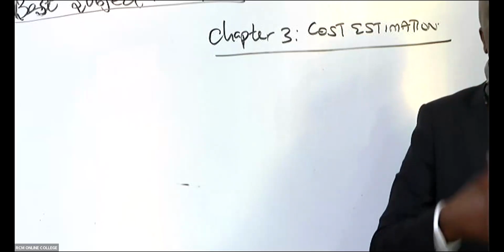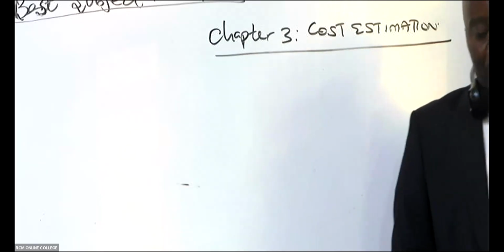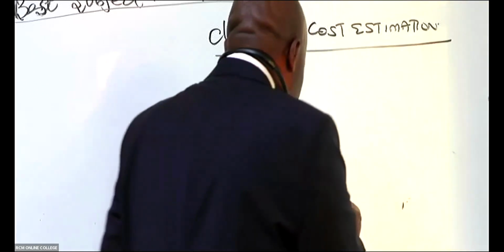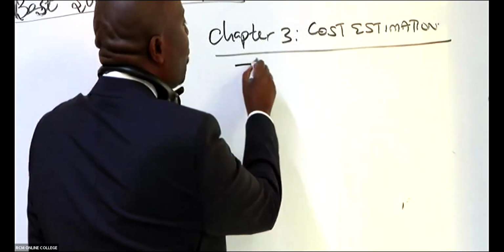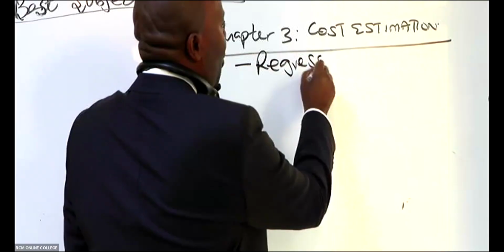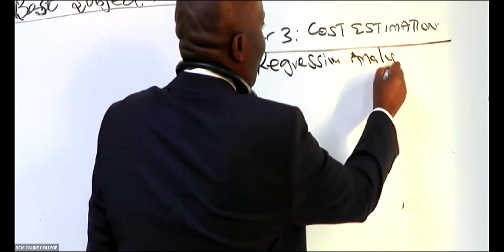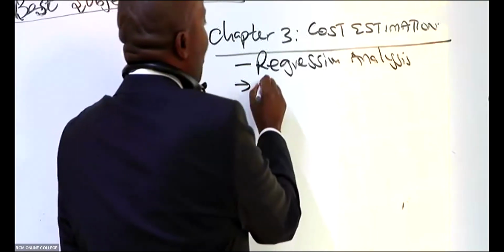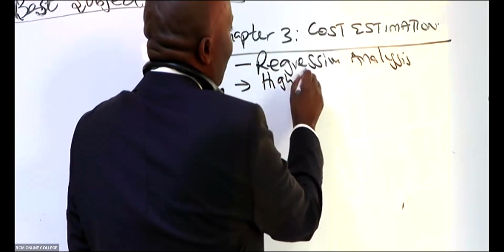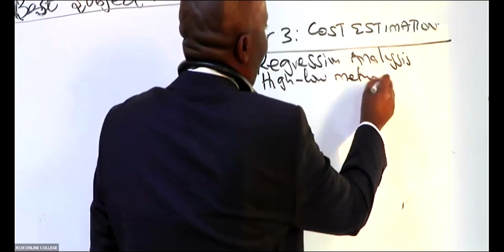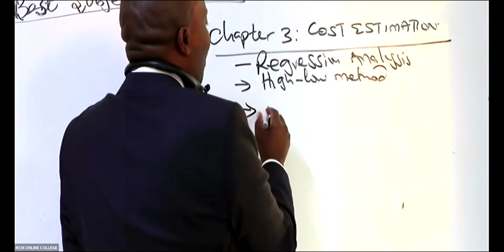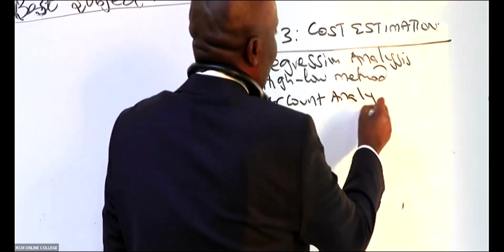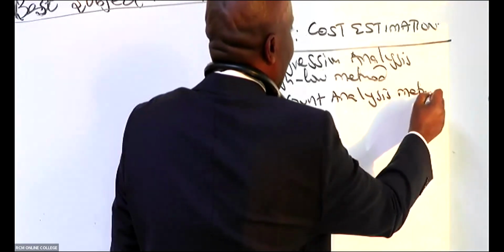Under cost estimations, your examiner needs you to be very good in 4 key areas, 4 key methods. From your syllabus, you are required to know how to estimate using regression analysis, which is very highly examinable. Number 2, we have the famous high-low method. Number 3, we have what we call the account analysis method.